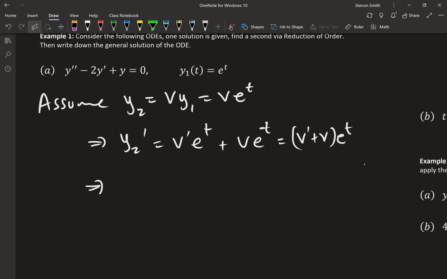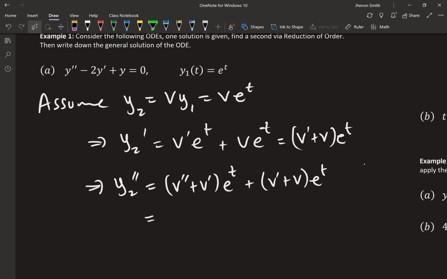Then I'm going to find y2 double prime. That's going to be the derivative of the first times the second plus the first times the derivative of the second. I can combine these. This is going to be v double prime plus 2v prime plus v, times e to the t.